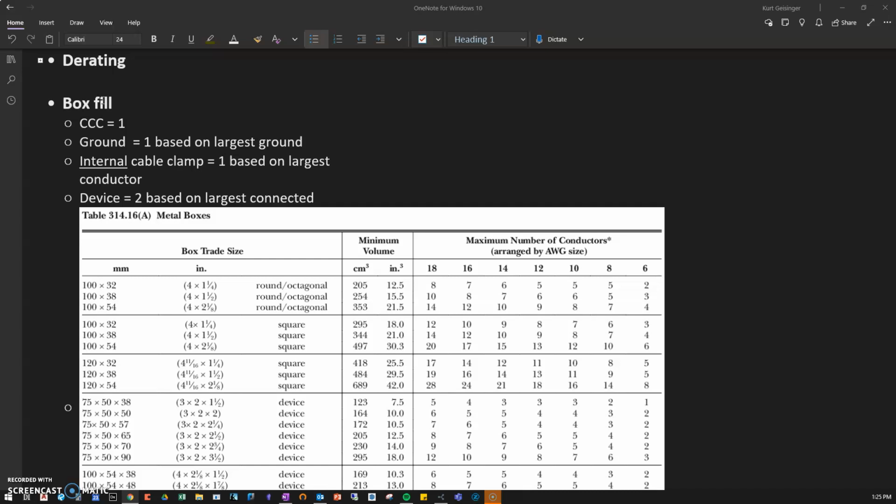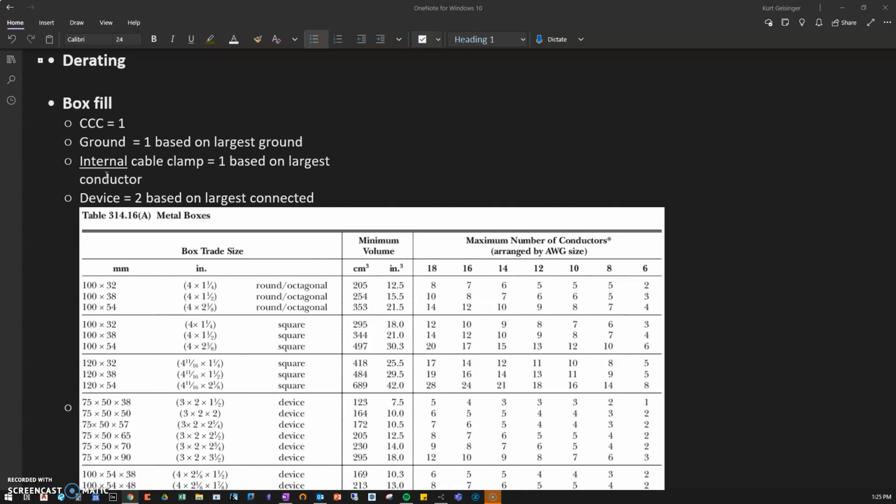But to give you the Cliff Notes version, basically I need to come up with my volume allowances. For my current carrying conductors, a current carrying conductor being a hot or a neutral for our purposes right now, I'm going to take a single volume allowance. So if it's a number 12, I'm going to count one number 12. If it's a number 14, I'm going to count one number 14. That's about as straightforward as we can be here.